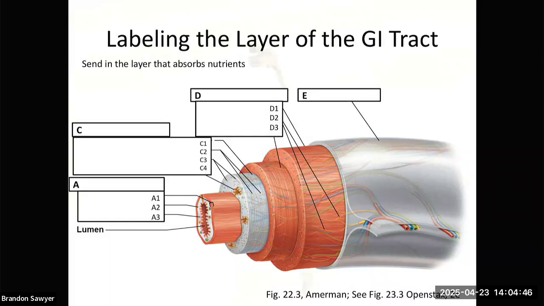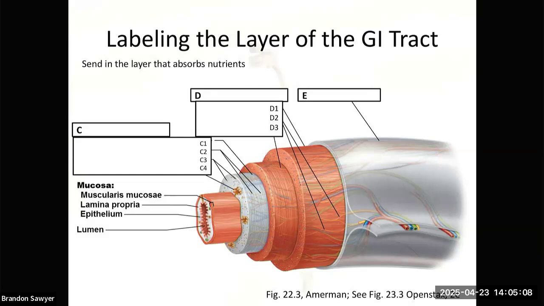So let's walk through. A is going to be our most internal layer, the mucosa. Then we have those three sub layers within the mucosa. A1 is pointing to that little muscle layer, A2 to the connective tissue layer, and A3 to the very internal layer. Those three layers are the muscularis mucosa, a little muscle layer; the lamina propria, the connective tissue layer; and finally the epithelium, which was that simple columnar epithelial tissue. If we zoomed in, we could see some little goblet cells in between those.